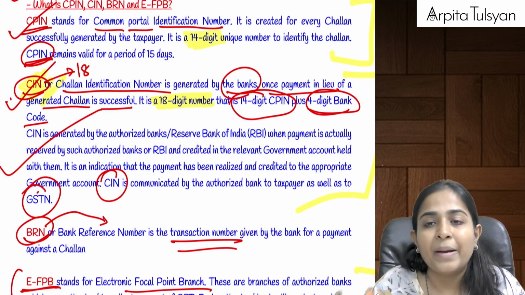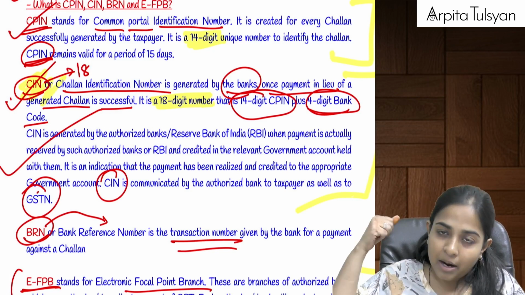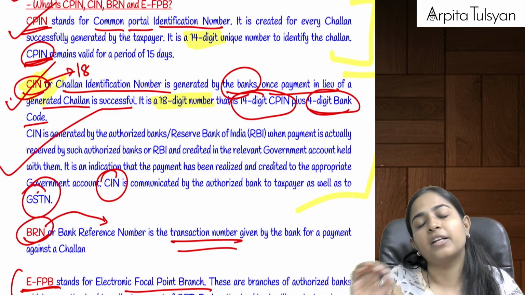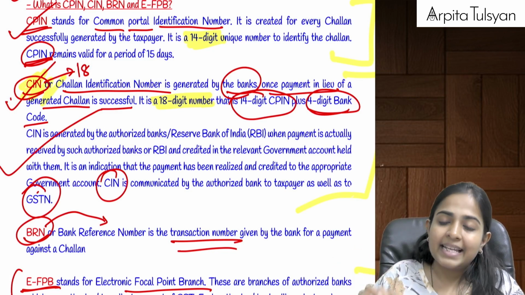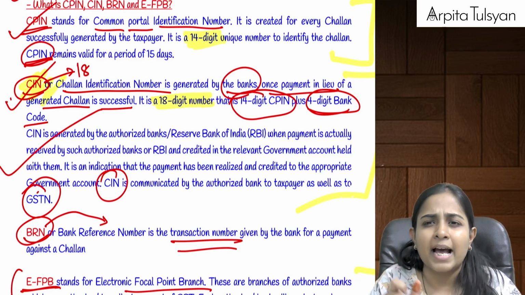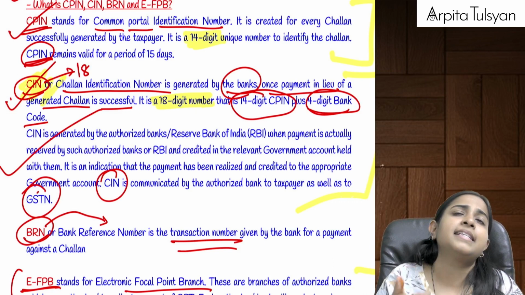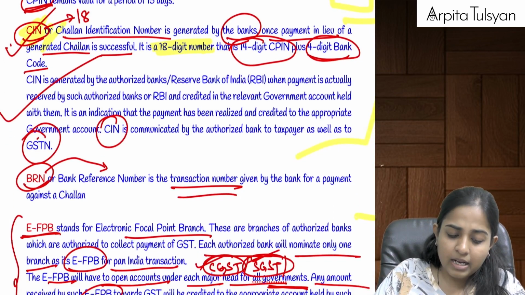Once you do the payment of that particular Chalan, and the payment is successfully done, after that there will be a number called the Chalan Identification Number that will be generated, which is going to be an 18-digit number. That just proves as the Chalan number, or that is just an acknowledgement number that yes, we have received your payment. Are you clear with this?